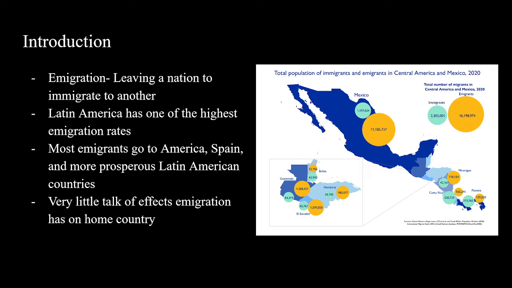Like I said again, Mexico's the biggest culprit. Most Mexicans who do choose to emigrate, of that 11 million, live and work in the United States. Like I was already mentioning, most emigrants go to America, being the United States of America, Spain, because of similar linguistic and cultural backgrounds, and other more prosperous Latin American countries, which is one that doesn't get talked about a whole lot. So in a lot of these Central American nations, you don't always have people heading all the way to the United States.